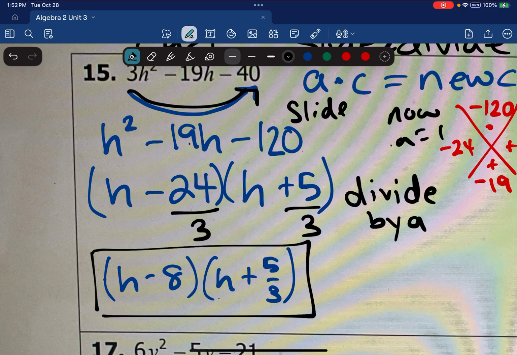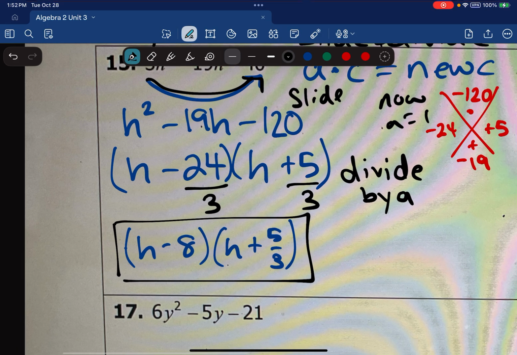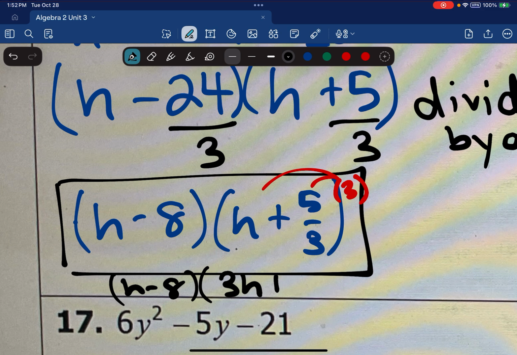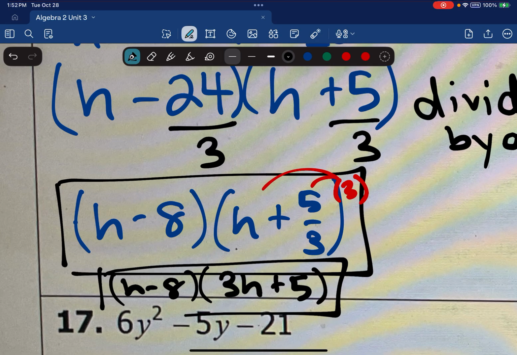On occasion, you won't want it as a fraction. Remember the tip that anytime I want to get rid of a fraction, I can take that second binomial and multiply both pieces by 3. That'll give me h minus 8 and then 3h plus 5. So that'll be 15 over 3, which is 5. Both of those mean the same thing.